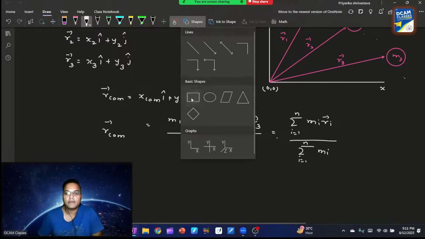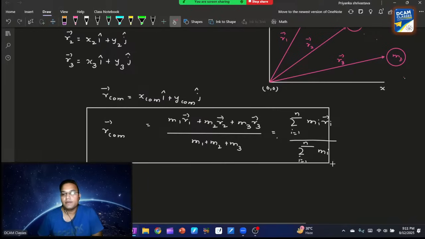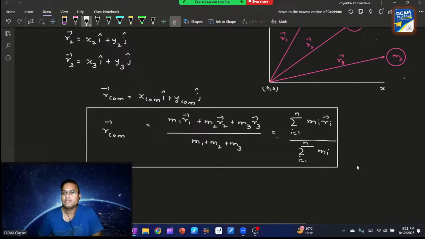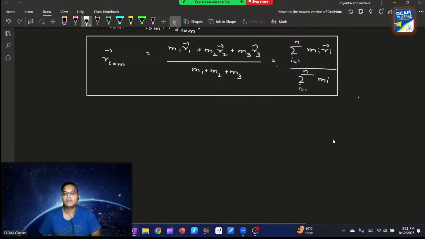Okay, one thing. Clear to everyone? It's just a basic formula. I'll give you an example on this. What if the two particles have equal mass? No problem. The center of mass will lie at the midpoint of them. The masses can be anything, it will become r1 plus r2 upon 2.